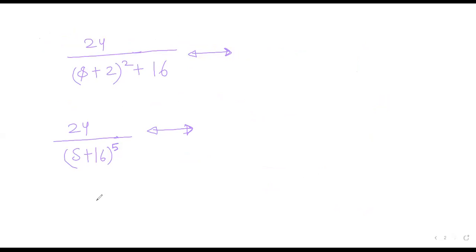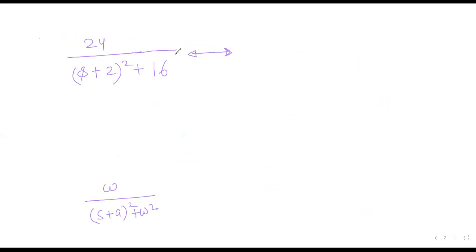What is the formula? Let me tell you. The formula is omega upon (s plus a) whole square plus omega square. Now tell me, omega is 24? Wrong again. What did I tell you just now? Always compare the denominator part. Why are you seeing omega as 24? Omega is 16.